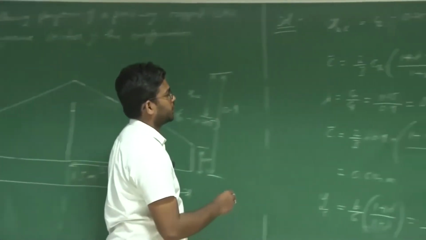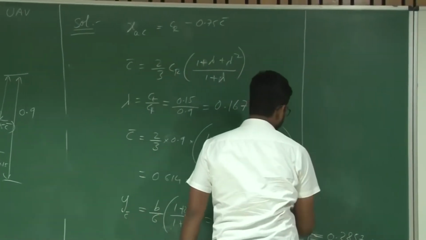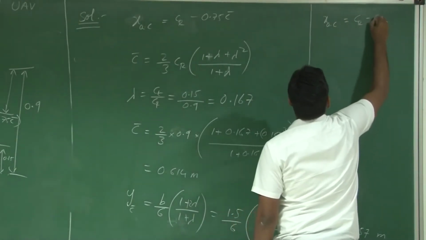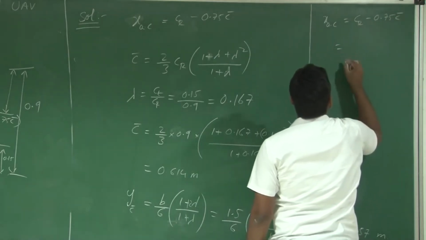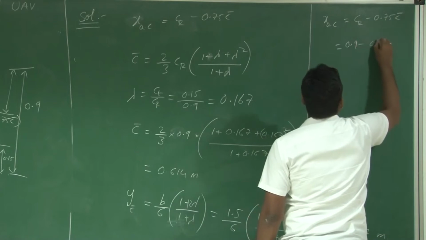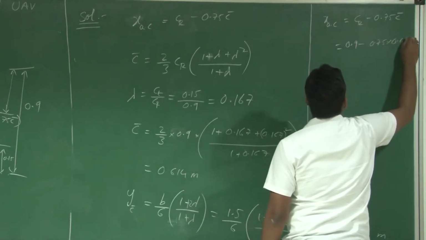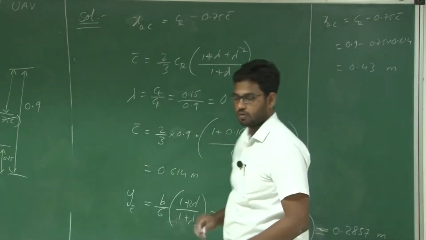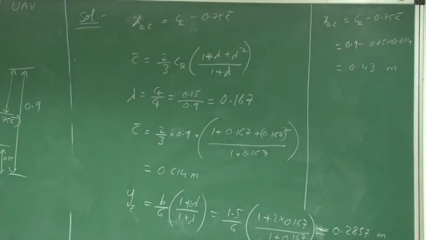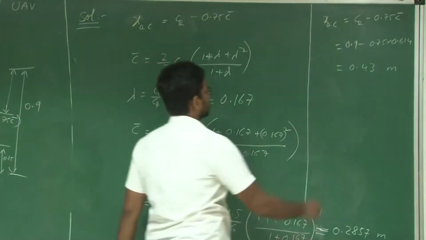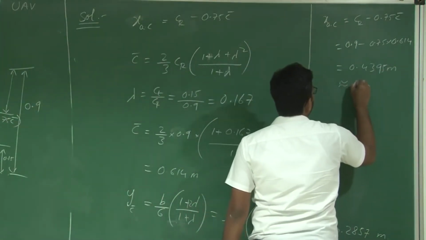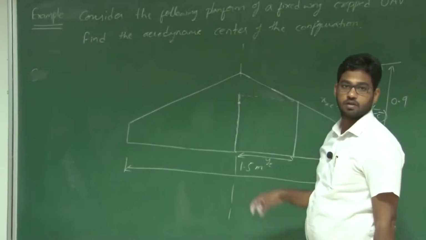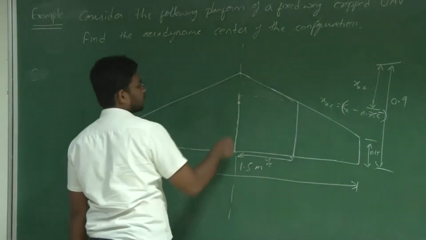What is the location of this mean aerodynamic center, XAC? It is equal to CR minus 0.75 C bar, which is 0.9 minus 0.75 into 0.614. This equals approximately 0.43 meters, 0.4395 meters, which is approximately 44 centimeters. It is at a location of 44 centimeters from the nose leading edge of this root chord.